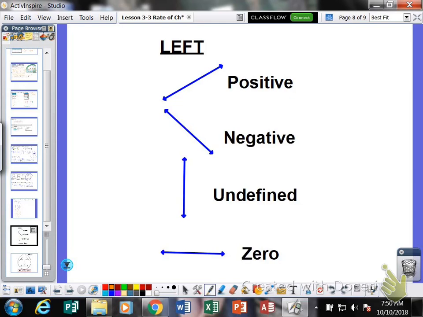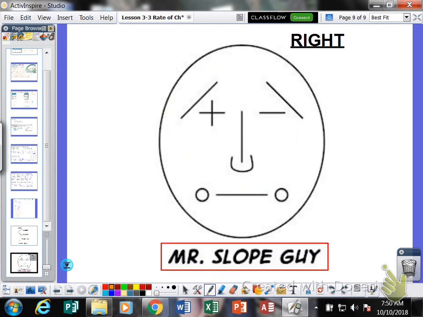And again, here are the positive, negative, 0, undefined slopes, what they look like. Know them. Mr. Slope Guy is hanging up. It's really nice because if you have a positive slope, it's going up. Negative slope, it's going down. If I have a vertical line, this nose right here looks like a U, so it's undefined. Here's his mouth. They look like little dimples here, so that's 0. So that's how Mr. Slope Guy can help you determine slope.